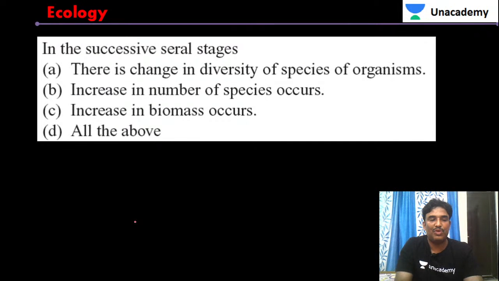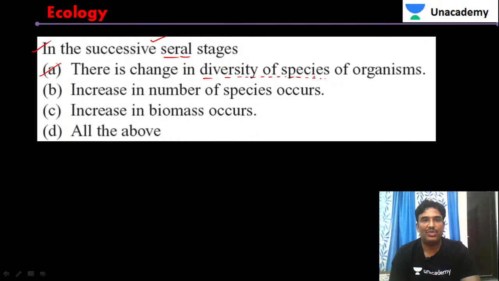Next, let us move to the next question. In these successive serial stages, what are the events that are taking place? Let us see the statements here. There is a change in the diversity of species of organisms. During these serial stages, what is going to happen? Of course, there is a change in the diversity of species of organisms.